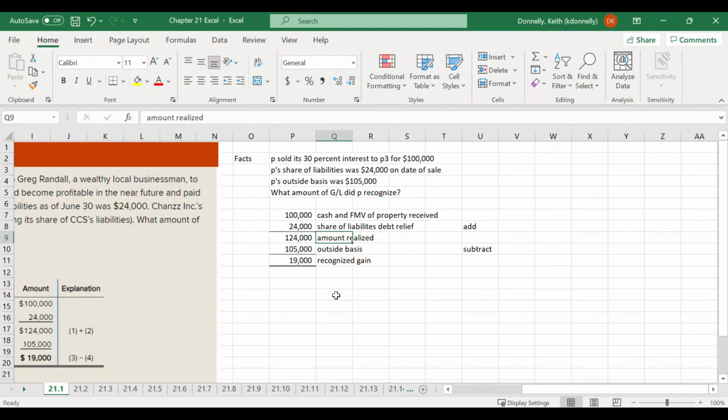When we're calculating the amount realized, clearly it's going to be the 100 grand we received, but we also have to include our debt relief. We're off the hook now for 24 grand of a liability, so that is something we received. So what are the two things we received? Money, and we got debt relief. So that's going to make our amount realized 124. Back out our adjusted basis of 105. We're going to have a $19,000 gain.